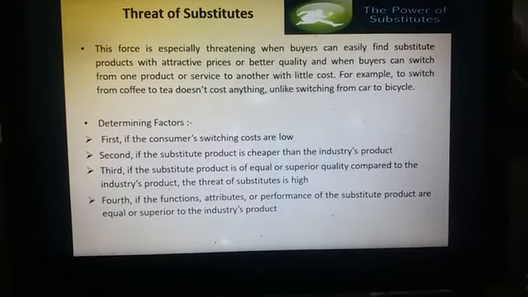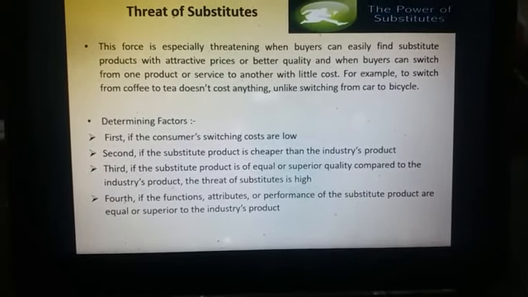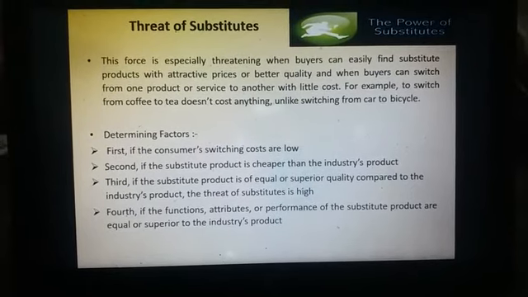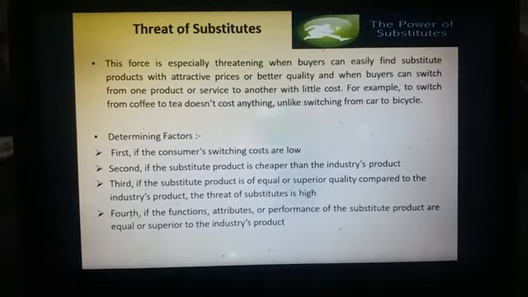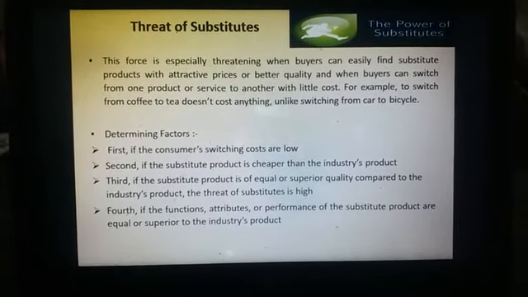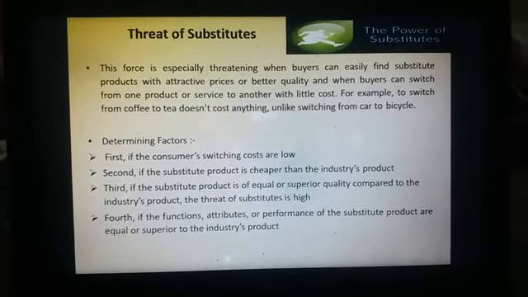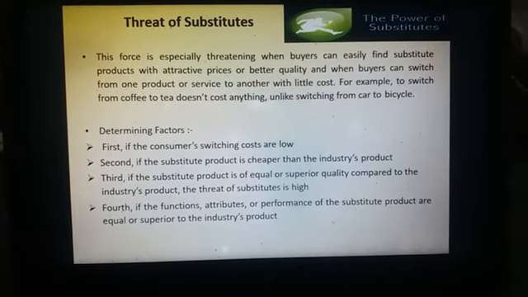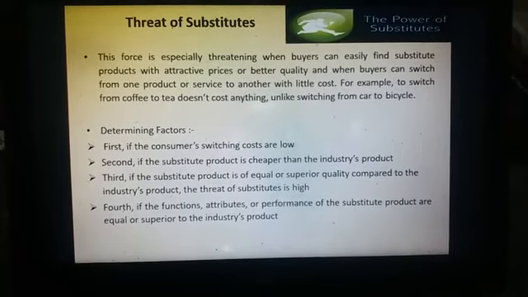This force is especially threatening when buyers can easily find substitute products with attractive prices or better quality. Obviously, being a rational customer, if I find another product of the same nature, same kind, I'll definitely jump from A to B. And buyers can switch from one product or service to another with little cost. For example, switching from coffee to tea doesn't cost anything, it hardly makes a difference, unlike switching from a car to a bicycle.